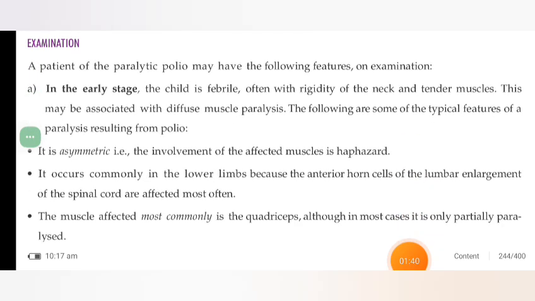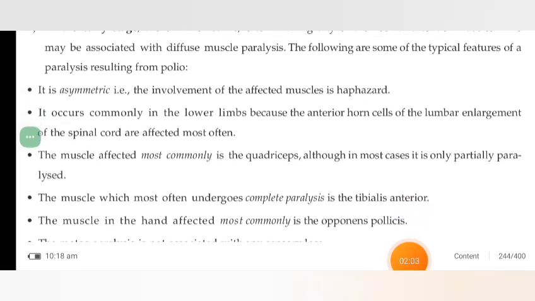Examination. There is examination in 2 stages, the early stage and the late stage. First is the early stage. The child is febrile, often with rigidity of the neck and tender muscles. This may be associated with diffuse muscle paralysis. The following are some of the typical features of a paralysis resulting from polio.